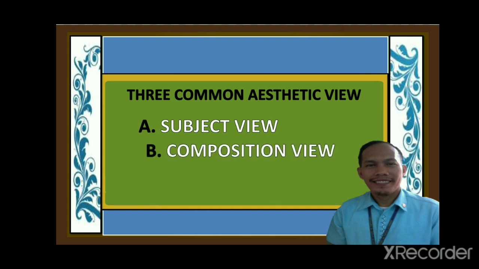B is the composition view. In the composition view, it involves analyzing the artwork according to the use of elements and principles of art to create a visually pleasing design. And last is the content view. In the content view, what counts most is the content or the mood or the feeling that an artwork portrays.